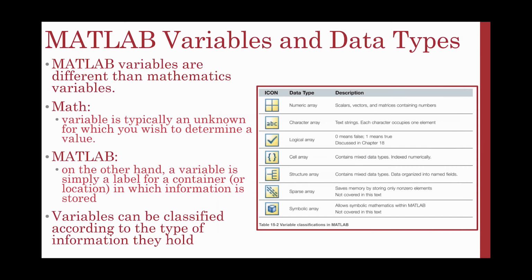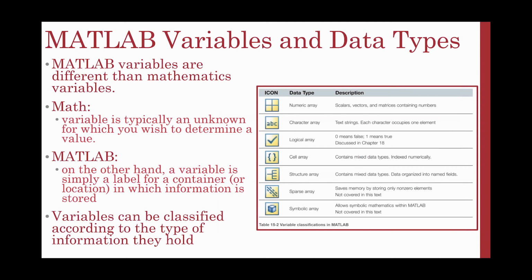So we have a numeric array. These include scalars, vectors, and matrices, and they contain only numbers. You can have a character array. These are text strings, where each character occupies one element. You can have a logical array that tells you if something is true or false, where 0 means false and 1 means true. We're going to go over this more in chapter 18 when we go over logic.